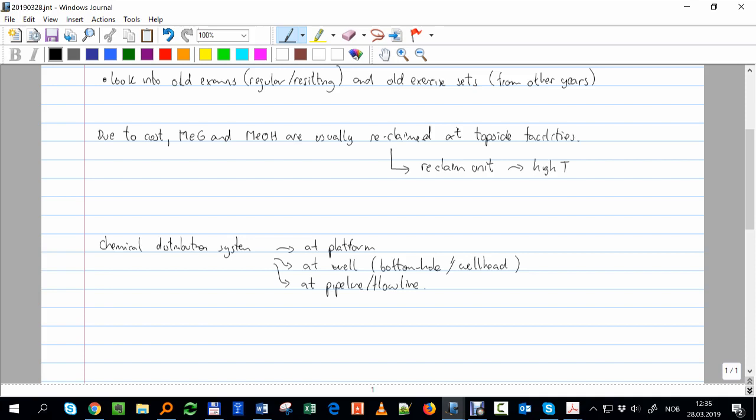So far, we don't have a unit. People are thinking about it, but we don't have a subsea unit, a storage that we can use to get those chemicals. So far, these two are performed from the surface, or let's say from topside.